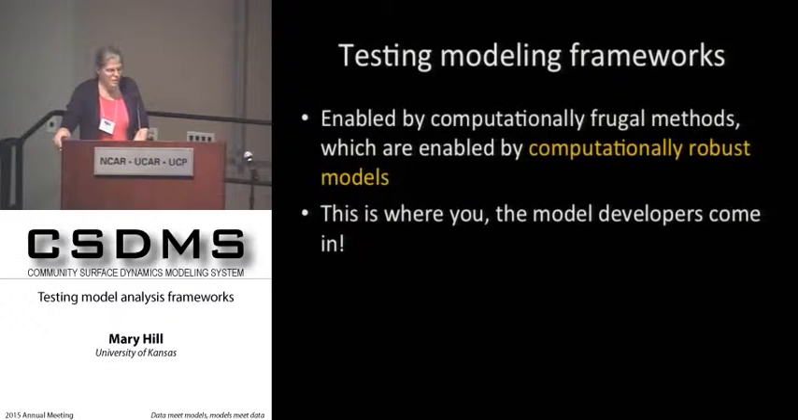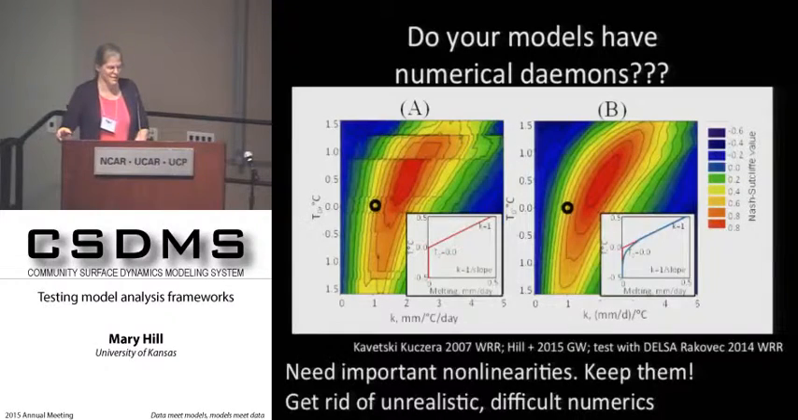Okay. One thing in doing this test, and as is common, this was enabled by computationally frugal model analysis methods, which are enabled by computationally robust methods. And this is where you, the model developers, come in, okay? Do your models have numerical demons? What I'm showing here is a figure that comes out of Kavetski and Kuczera, a 2007 WRR article that was spruced up and published in a recent article that I worked on with Dmitri Kavetski.